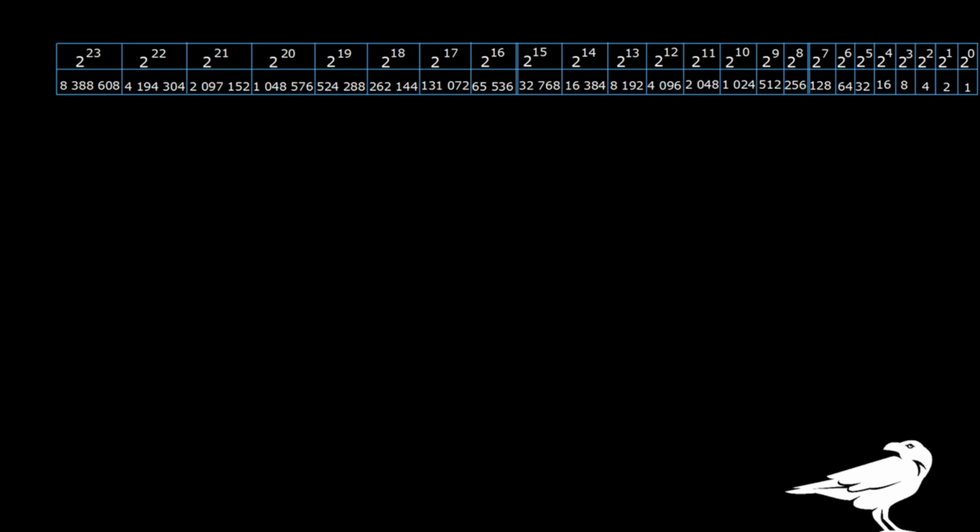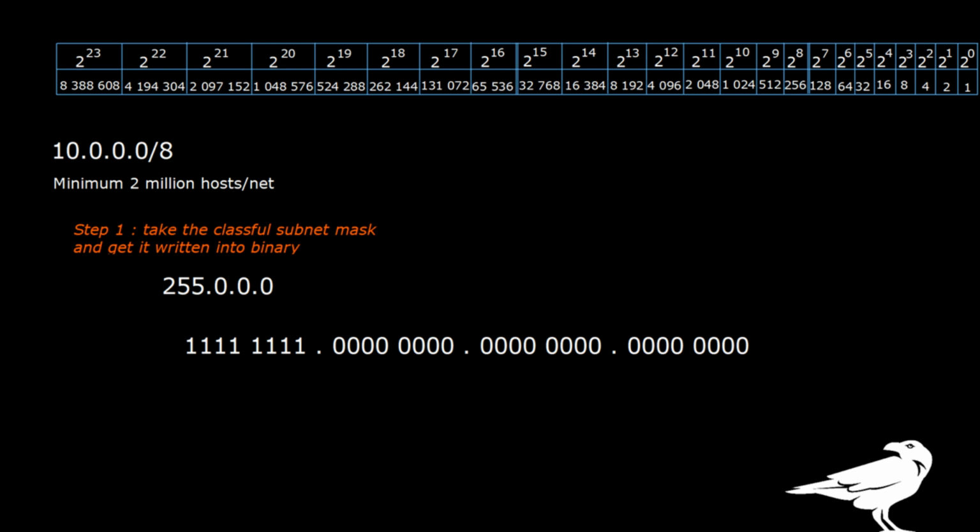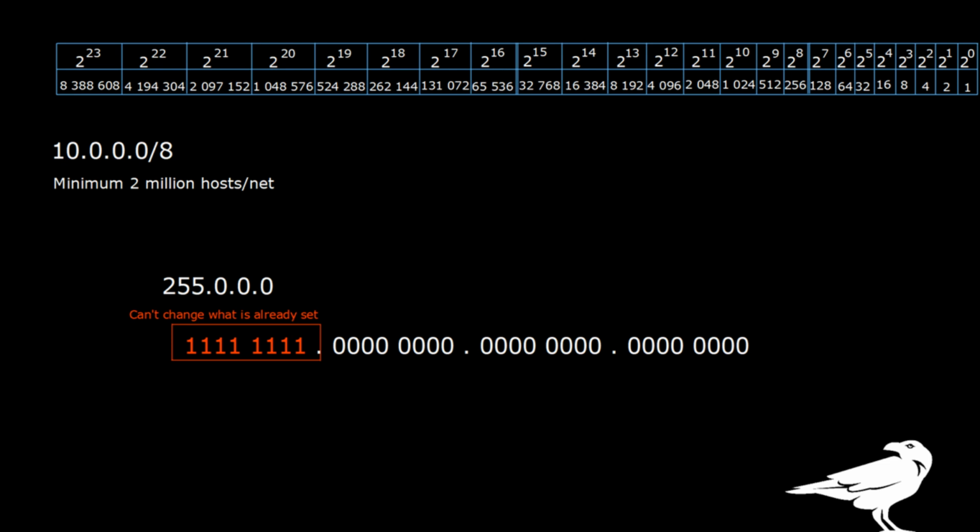And then we're going to, as always, jot down our network address we're starting with, which is 10.0.0.0/8. And remind ourselves what our goal is, which is about 2 million hosts per network, minimum. As always, step 1, get that subnet mask and get it into the binary. And remember, whatever's already set to binary 1, we can't change. So let's just mark that so we don't change it.